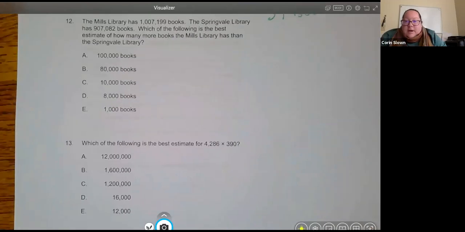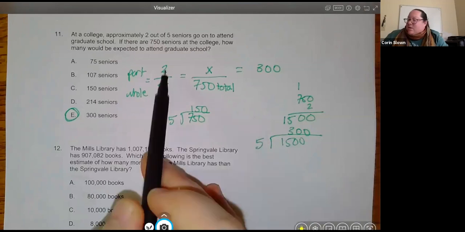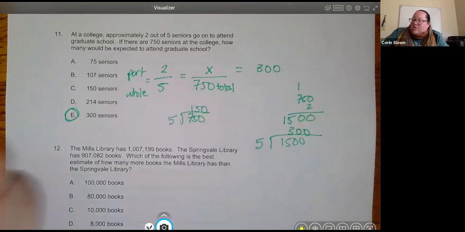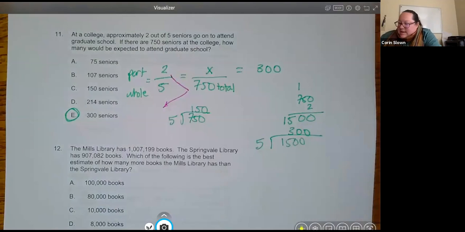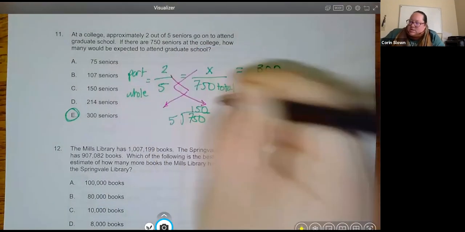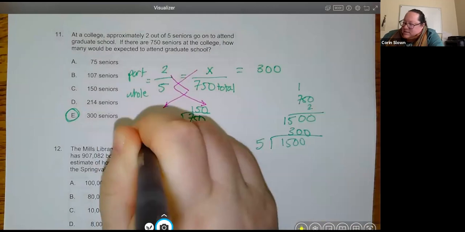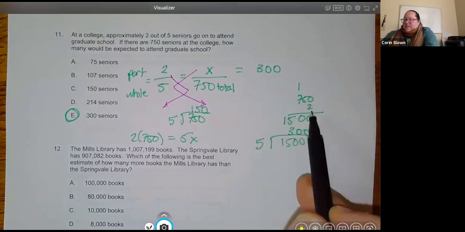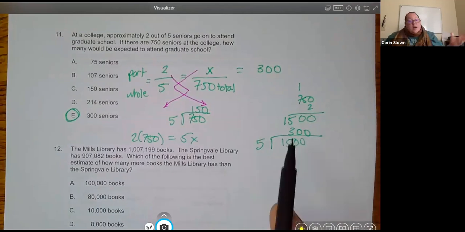So the 300 came from 2 places. Again, this is part over whole, so I have 2 over 5, which is equal to x over 750. Remember, I can cross multiply. Cross multiply means 2 times 750 goes over here, and then x times 5 goes over here. So one way to solve this problem is to say 2 times 750 is equal to 5x. That's the math I did over here. 2 times 750 is 1500, and then I divide both sides by 5 to get x by itself. So 1500 divided by 5 gives me 300. That's one approach I can use.